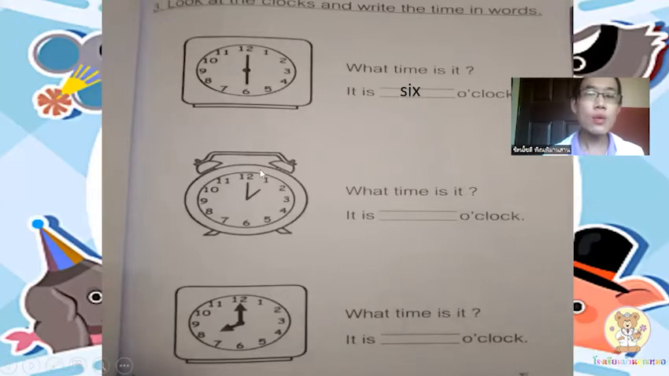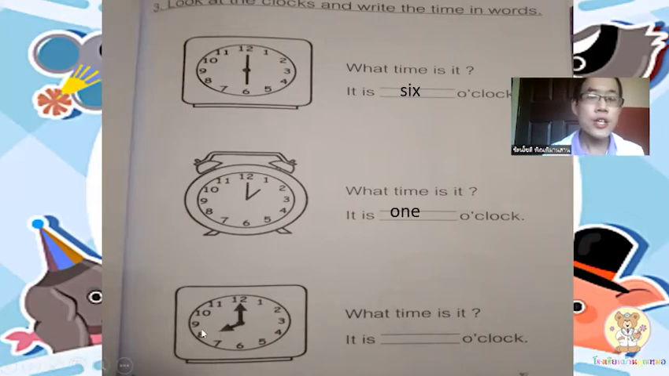Next, please take a look at the next picture. You can see that the shorthand points at number 1, while the longhand points at number 12. And then they ask you some question. What time is it? So you need to answer, it is 1 o'clock. So you need to write 1 in verb. O-N-E. It is 1 o'clock.